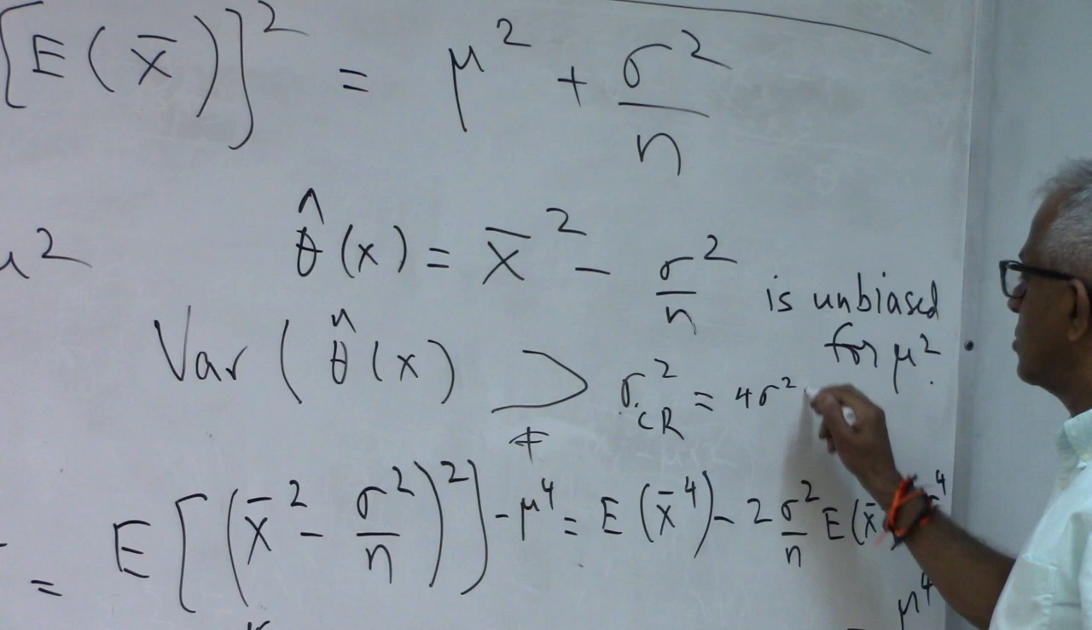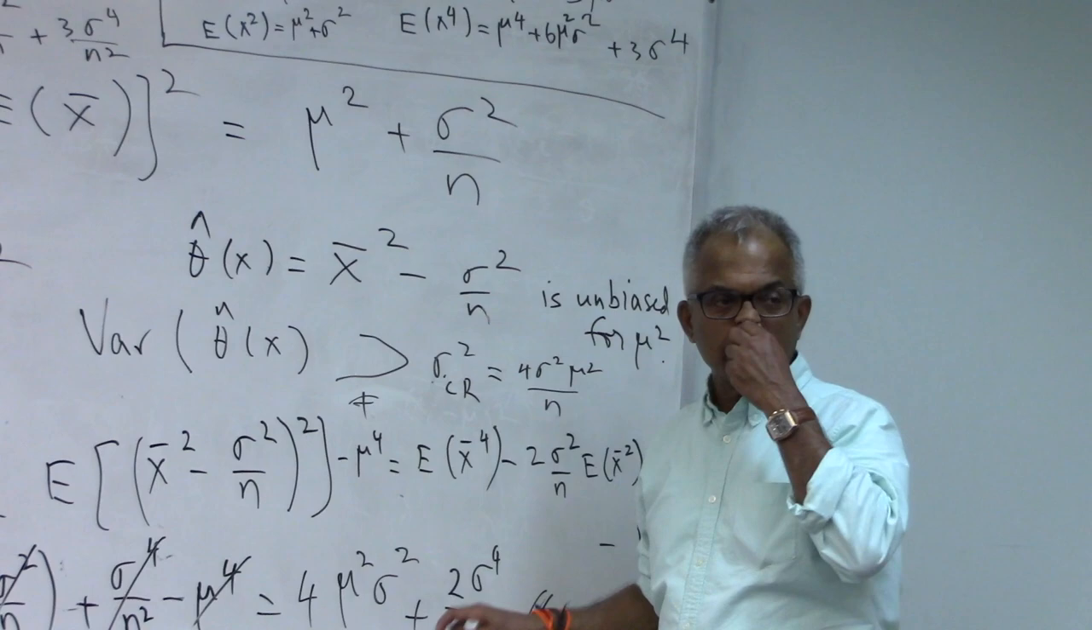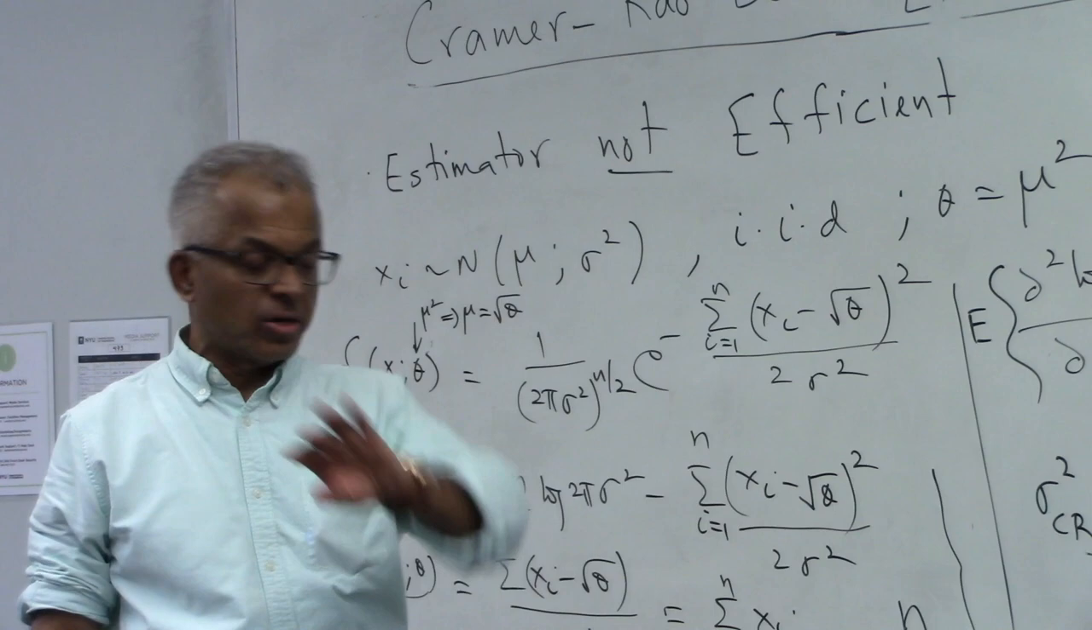So the question is, can you find another estimator with lower variance? This we will address in the next class or something. So this is an estimator which is not efficient. So I gave you examples of efficient estimators and not efficient estimators.